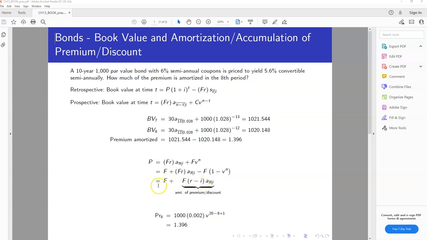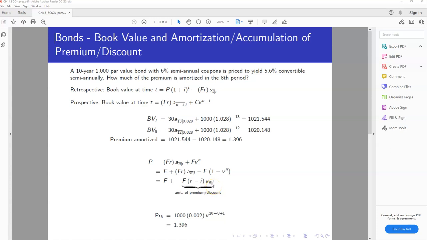So here is our face value, and here is how much of the premium or discount is at that particular time. So the P here is representing the book value, if you will, at that time. And then this part here is representing the amount of premium or discount at that particular time.